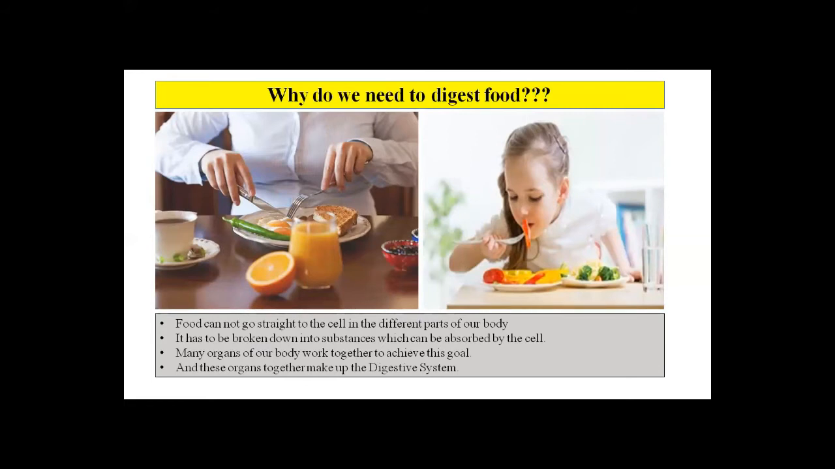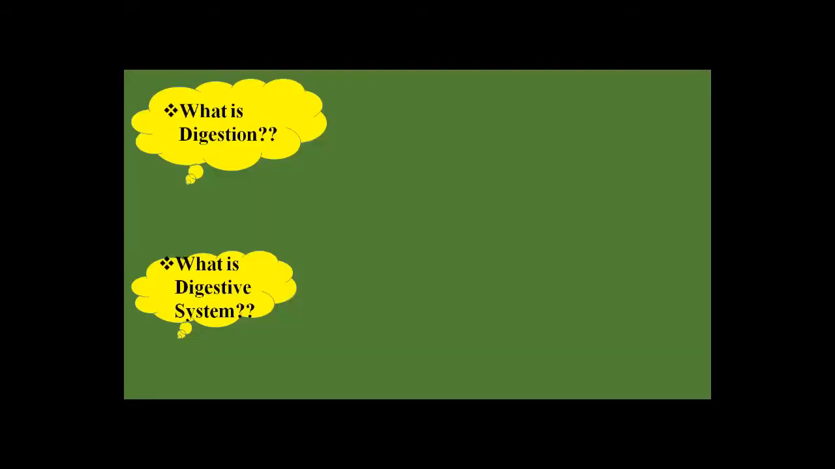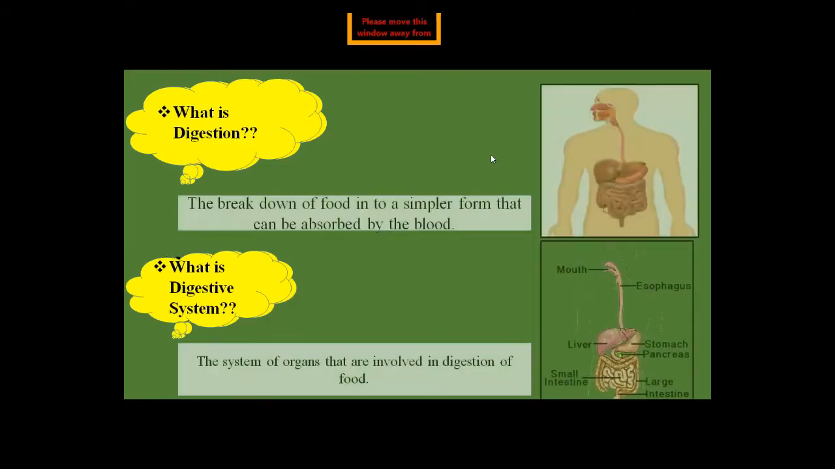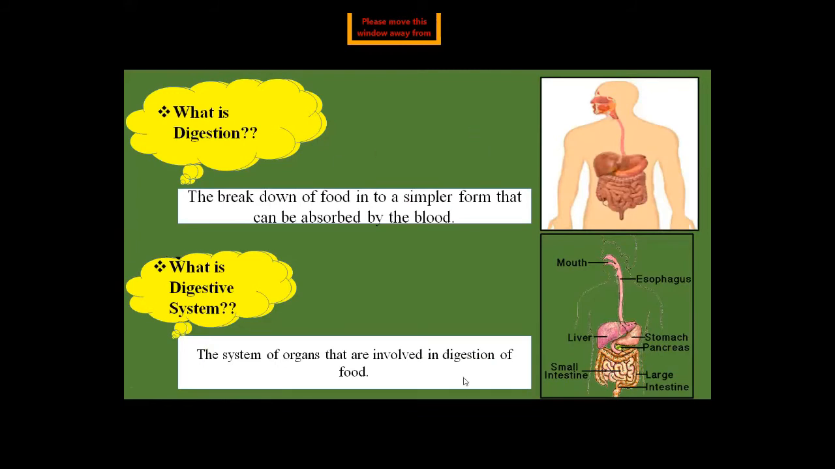Now it's time to look at the definition of digestion. So what is digestion? Digestion is the breakdown of food into a simpler form that can be absorbed by the blood. Digestion is the process which converts the food into simpler substances which can be absorbed by the blood and sends the waste product out of the body.